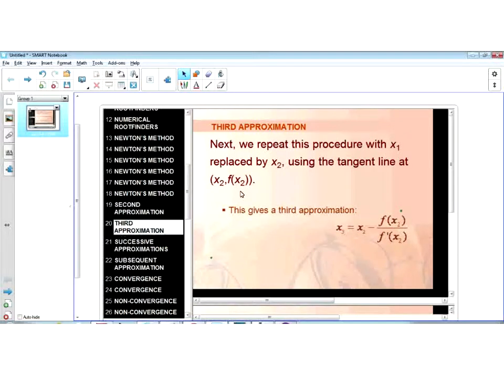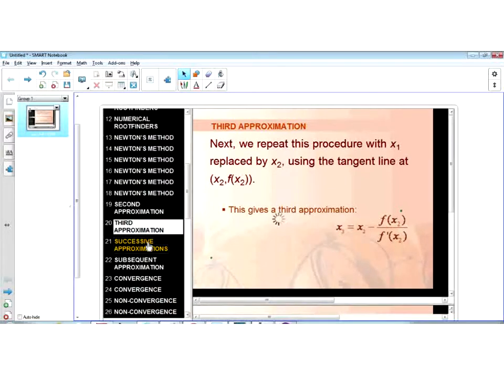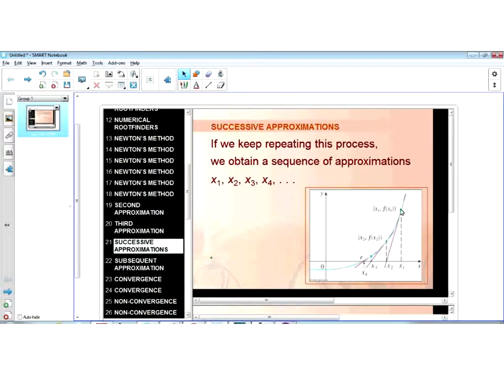Then we can do the third approximation. So we repeat the procedure with x1 replaced by x2, using the tangent line at x2, f of x2. The third approximation is found by replacing x1 with x2 and x2 with x3, and so you get this iterative process. So we have what are called successive or iterative approximations. Here's the sequence of tangent lines that you compute, and at each step, as i grows larger, the x sub i gets closer and closer to r.